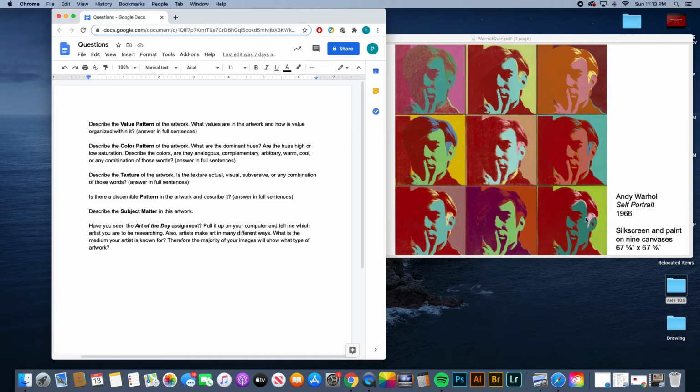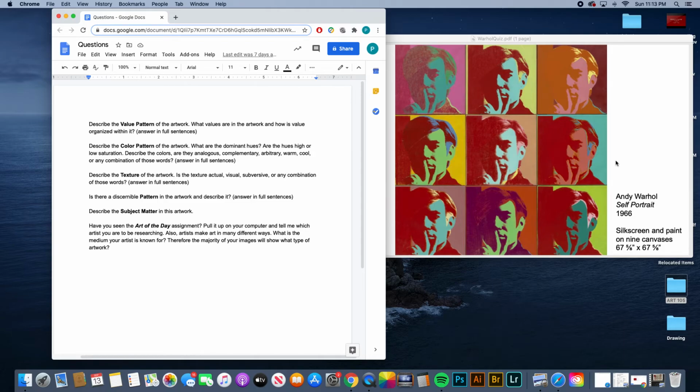Color pattern. So think about it in color, think about it as how you see it. How is the color organized in the artwork? Number 1, is the color saturated? I would say yes, it is saturated mostly. The reds are maybe a little less saturated, but it's mostly saturated. Are we using analogous or complementary colors?